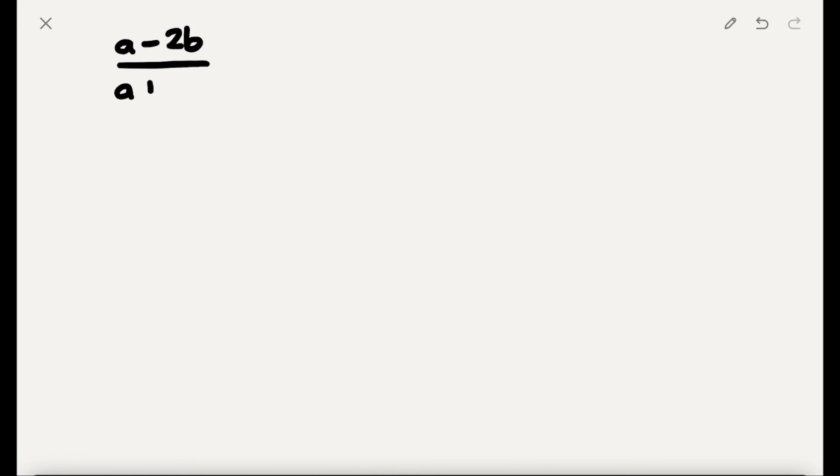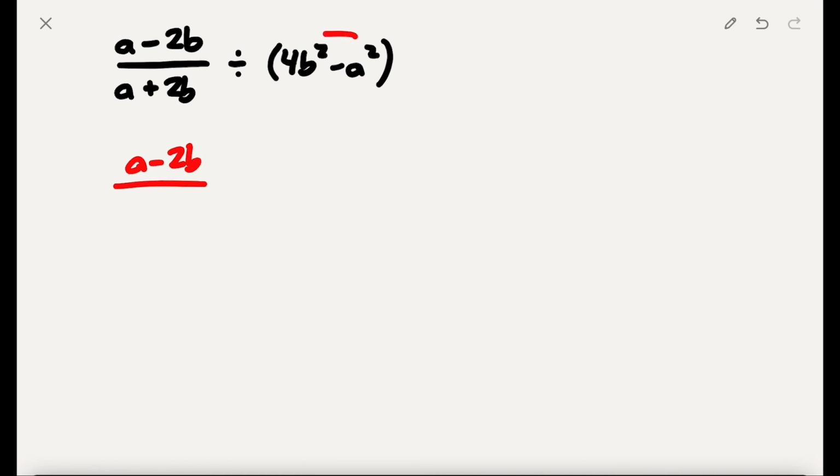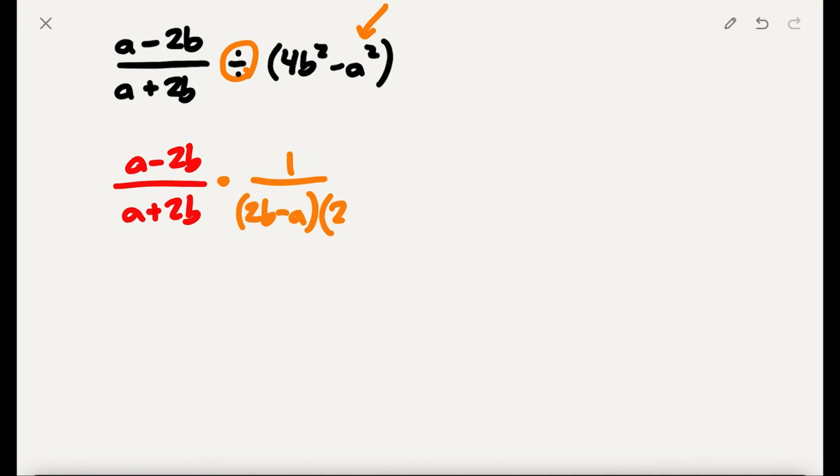Same rules apply. All right, first thing I am going to do is rewrite this, but factor out this part right here. I'm going to multiply. It's a divide right now, but you can just multiply by the reciprocal. So I'm going to change this to multiply and then just do 1 over, and then I'm going to factor this part right here. And this would factor to 2b minus a times 2b plus a. So you're going to get something like that.